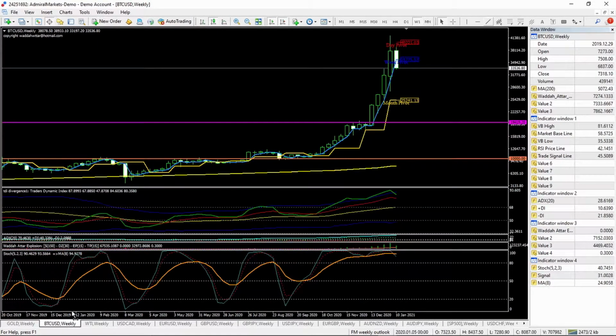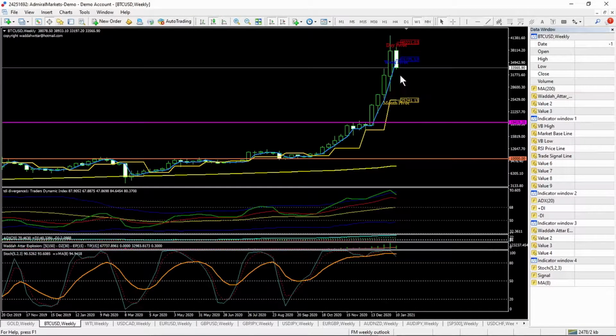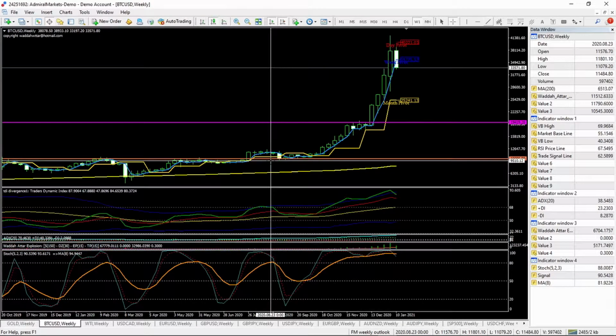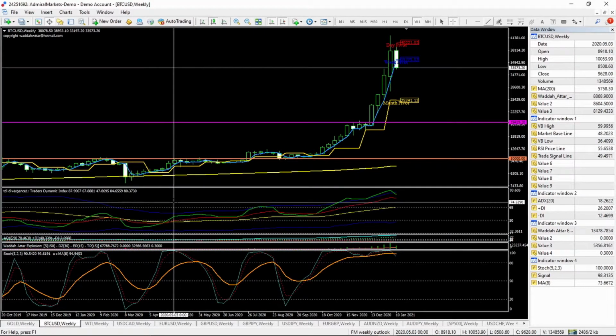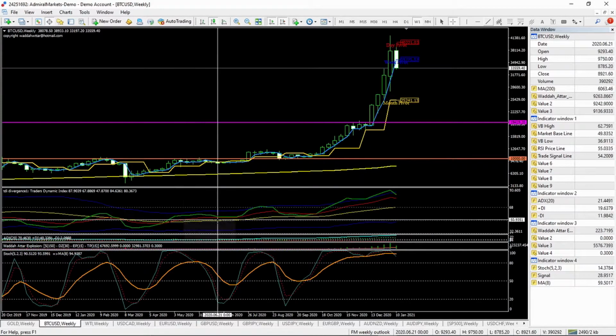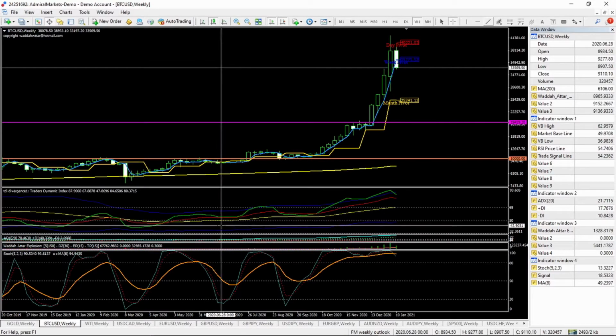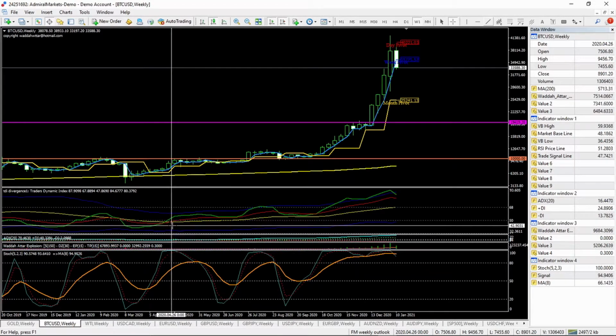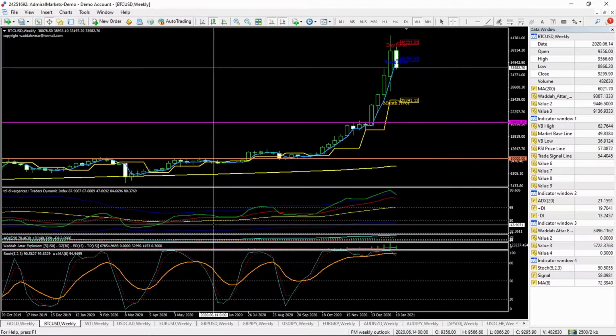Alright, let's go to Bitcoin. On Bitcoin, we've been going up for a while. And if you look at the TDI on the weekly, you see some very nice pullbacks that this is giving, with the TDI.